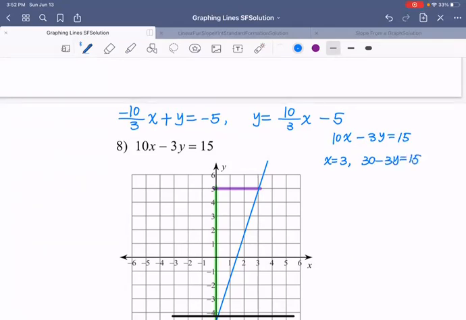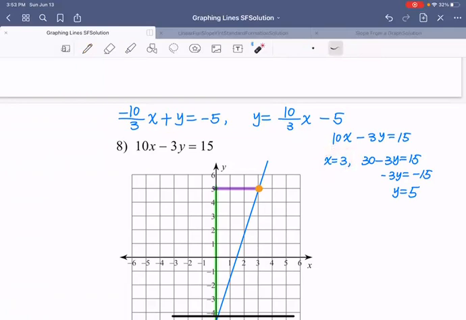And then you would do 15 minus 30, and then multiply by -1 to get positive. We can divide by -3 directly. And then y equals 5. So it passes one point at (3, 5). Do you agree with the way I figure out the integer number?